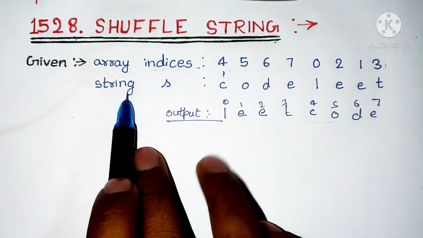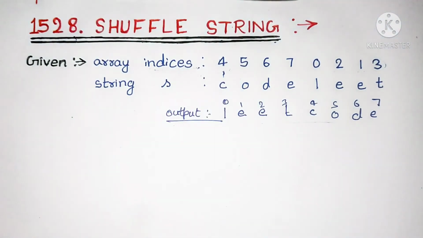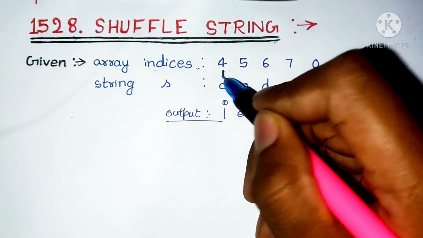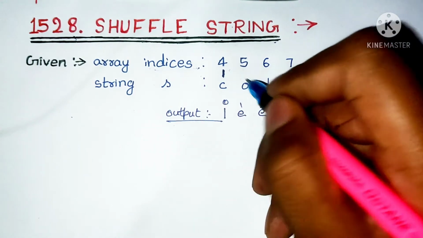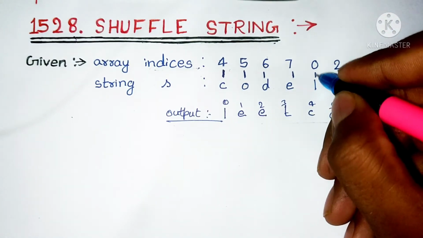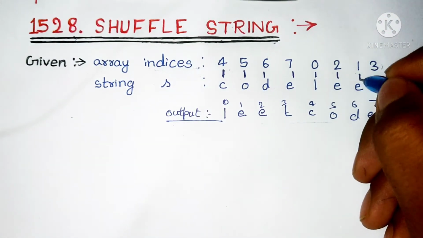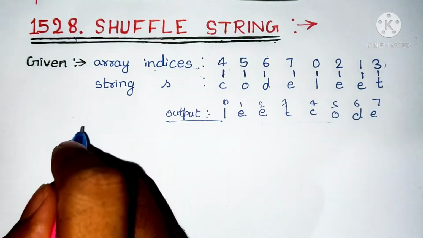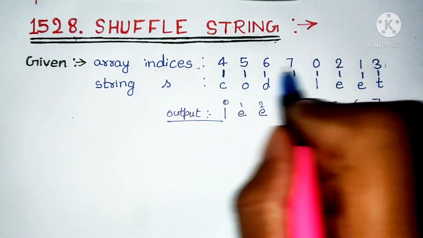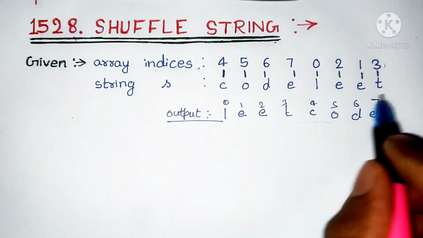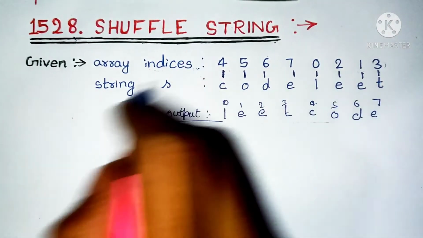We are given two separate things, one array and one string. So one method is that we map all these indices to a particular element in the string. That is, 4 is mapped to C, 5 to O, 6 to D, 7 to E, 0 to L, 2 to E, 1 to E and 3 to T. If we map it and then sort it, then what will happen? Sort according to these indices. We are not sorting according to these string values, these character values, but we are sorting according to these indices.